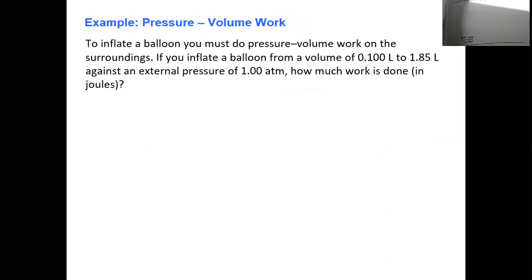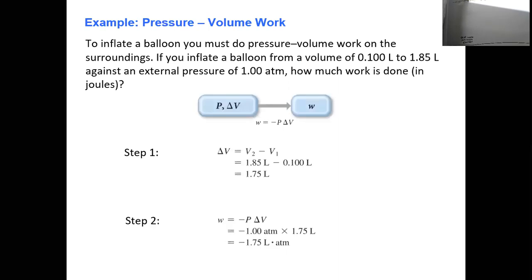Let's look at another example here. To inflate a balloon, you must do pressure-volume work on the surroundings. If you inflate a balloon from a volume of 0.1 liters to 1.85 liters against an external pressure of 1 atmosphere, how much work is done in joules? So you break this up into steps, okay?